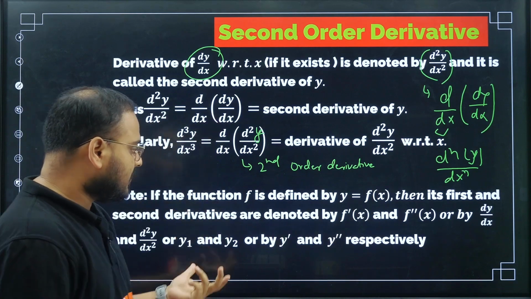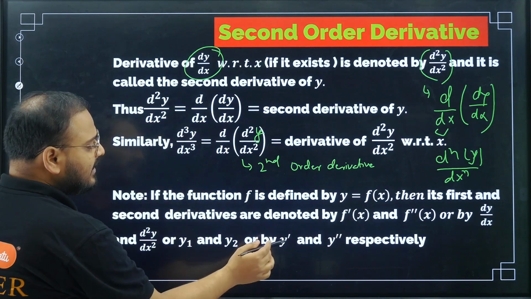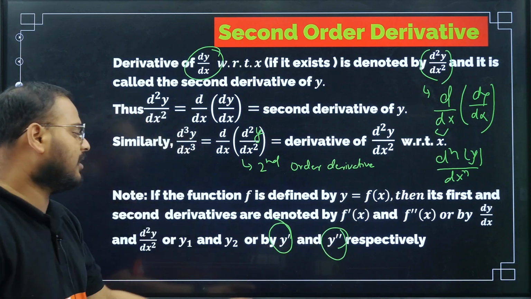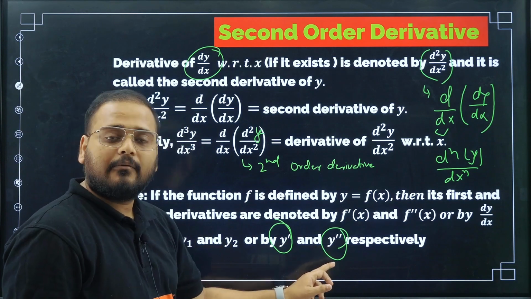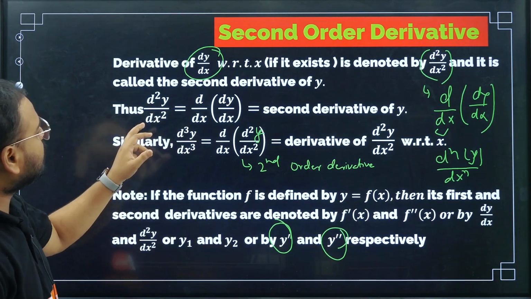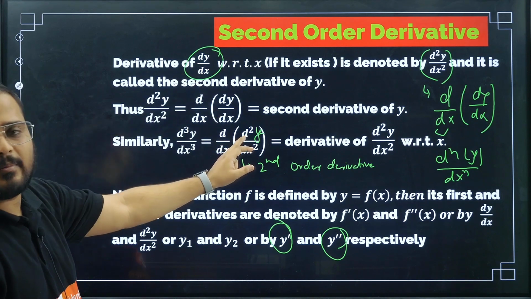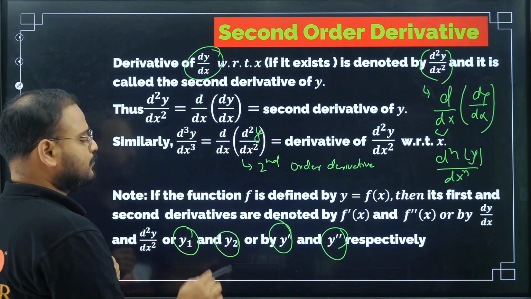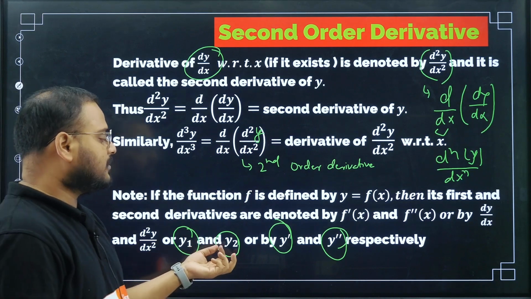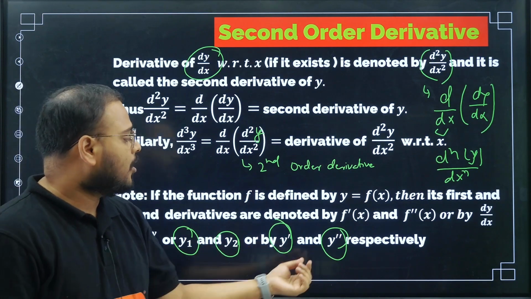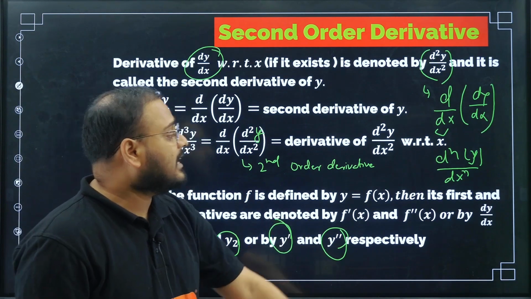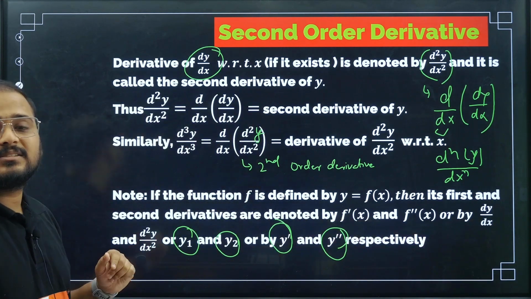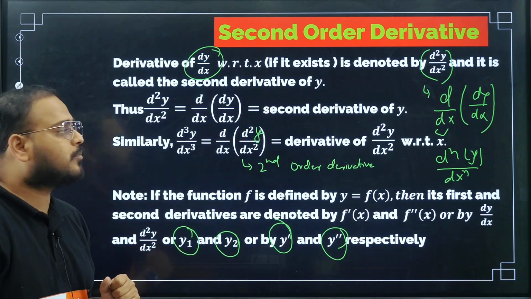All right. Now how to represent this? You can either write it as y dash or y double dash. For the first order derivative, y dash, second order as y double dash, or simply write in this form, dy by dx and d square y by dx square. Or you can write it as y1 and y2 also. So y1 is my first order, y2 is my second order, y dash is my first order, y double dash is my second order, dy by dx is my first order, and d square y upon dx square is my second order. I hope this is clear.